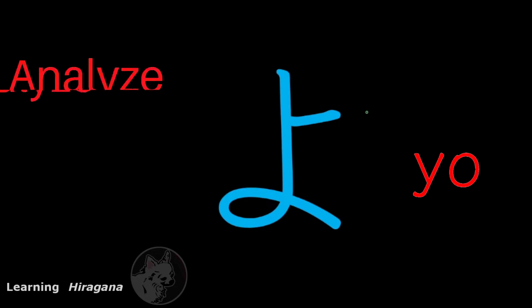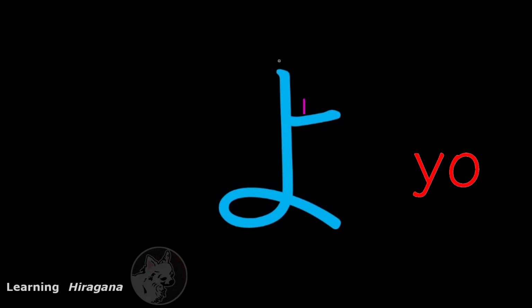This is yo. It has 2 strokes, 1 and 2. The first stroke starts on the left, goes across to the right like this, and ends here. The second stroke starts on the top, touches the starting point of the first stroke, goes down, makes a swirl, and ends here.